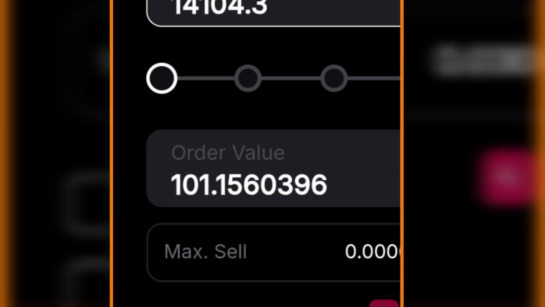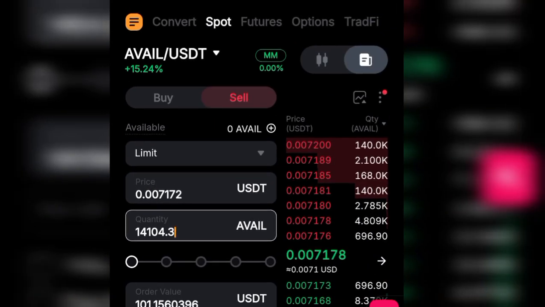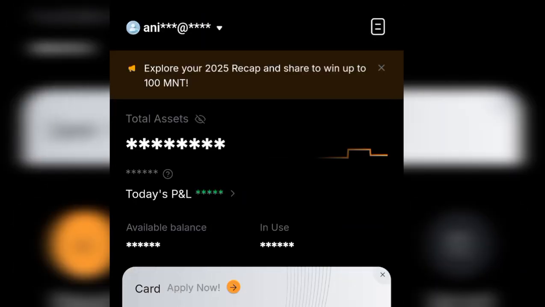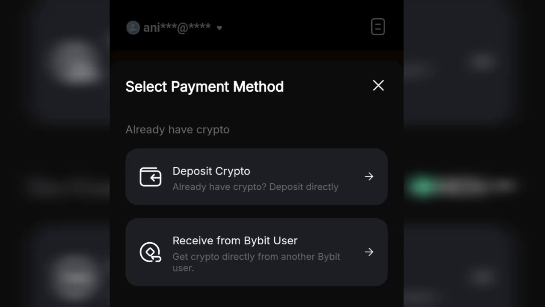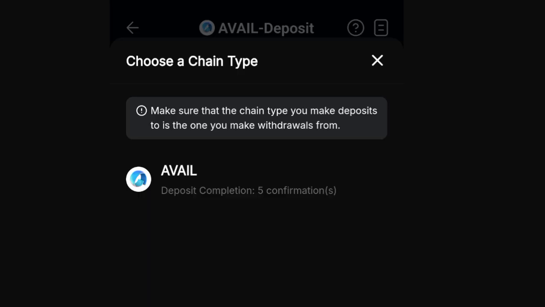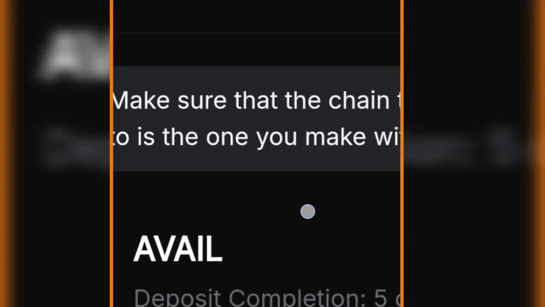But wait a minute, don't forget that even though our transfer fee from BitGet to Bybit is just less than 1 cent, or maybe $1.74, we have to be sure that we can deposit it here. So let's quickly go and check on the deposit. Okay, we will see whether we can deposit AVL, that's depositing crypto, and then we put in AVL. We have to see Avail. Okay, so here is Avail deposits. Deposit completion 5 confirmations.